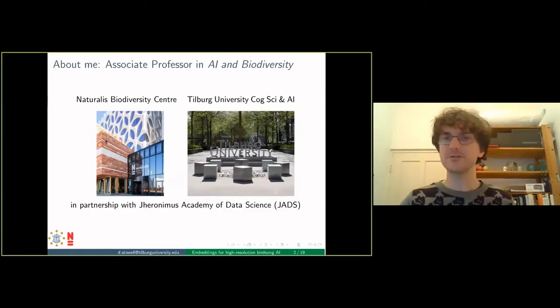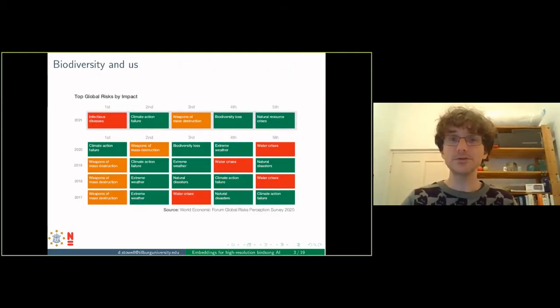Maria's already given an introduction. Thank you very much. So I don't need to tell you that I'm at Naturalis as well as at Tilburg, and she also highlighted the biodiversity issue. The World Economic Forum, reviewing global risks, has only recently put biodiversity loss into one of the top categories, along with many of the other crises that we think about.